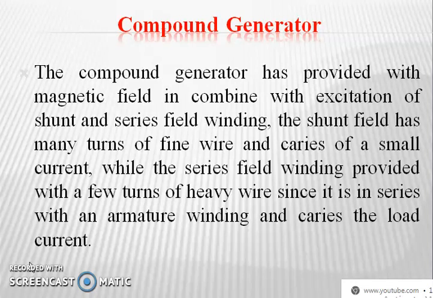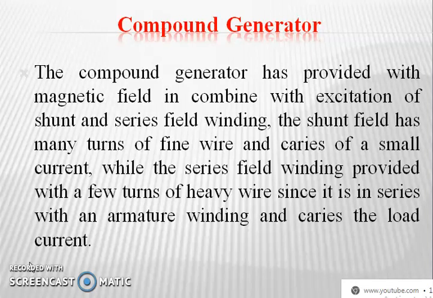Here what happens, if the two field windings are connected in such a way that the flux produced by them are in the same direction and are additive, then the generator is said to be cumulative. Here again two types come into the picture: one is cumulatively compounded and the other is differentially compounded. In cumulatively compounded, the flux produced by the two windings is in the same direction, which is additive.